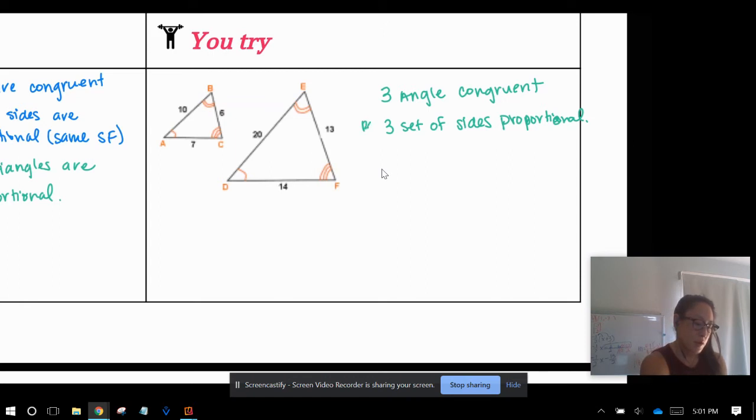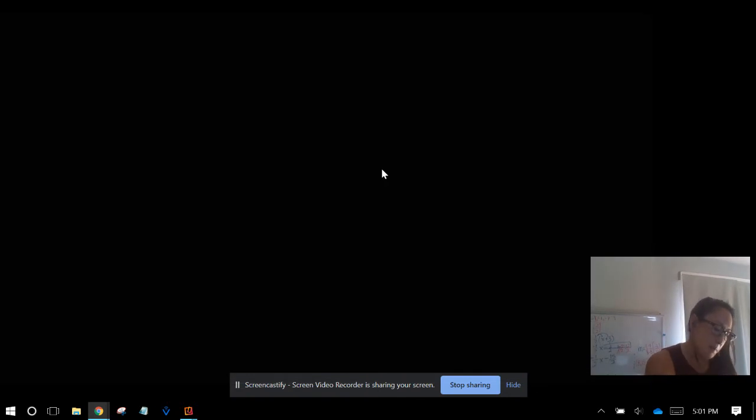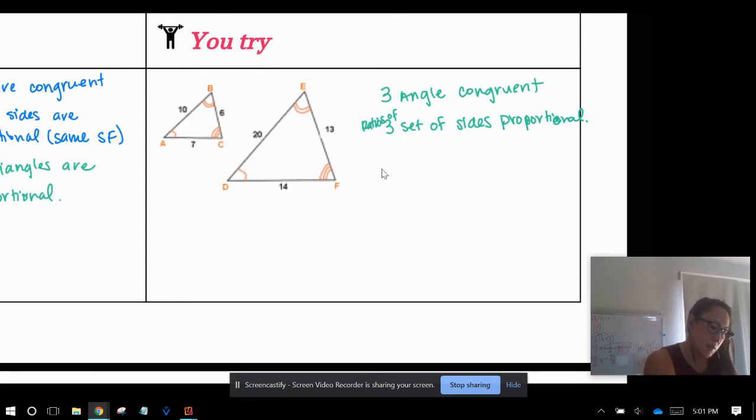How about the ratios of the 3 sets of sides? Okay, so it looks like we have angle A and angle D are congruent. So that's one angle. Angle B and angle E are congruent. That's 2. Angle F and angle C are congruent. All right, so we have three angles that are congruent. Now we have to see if the ratios of the 3 sets of sides are proportional.